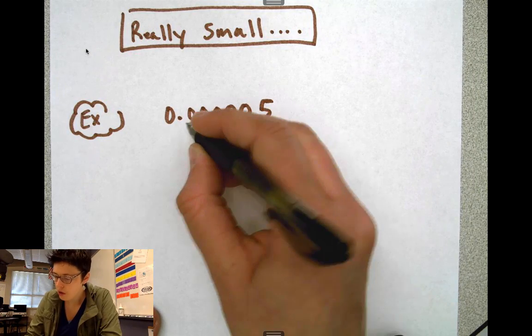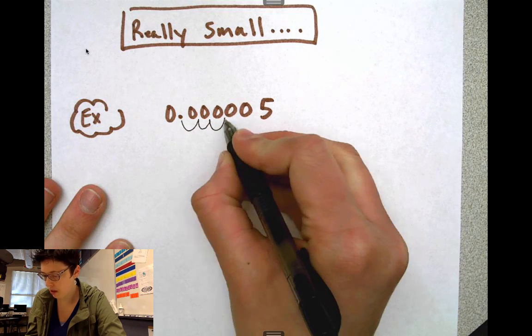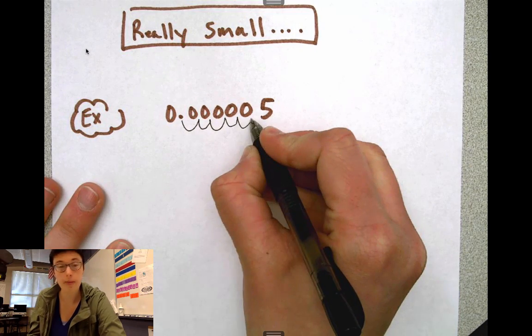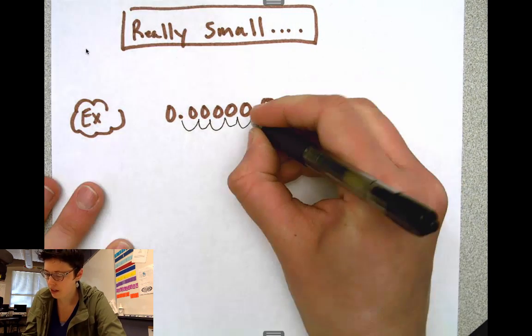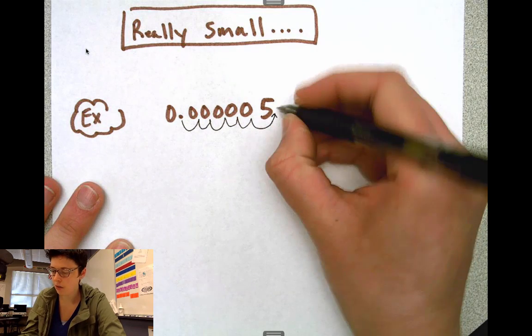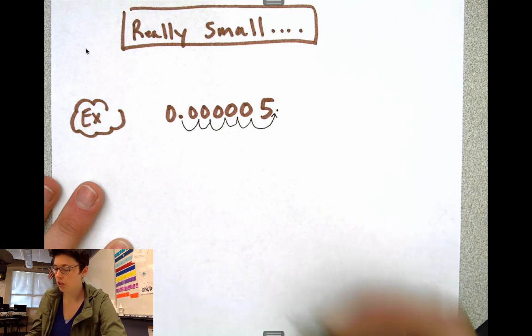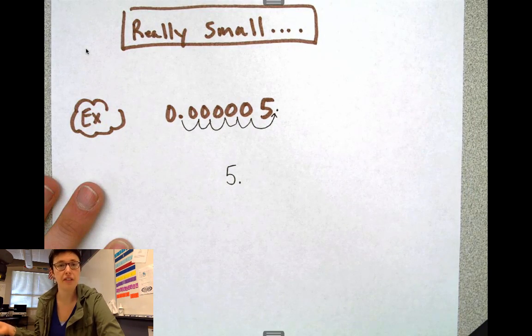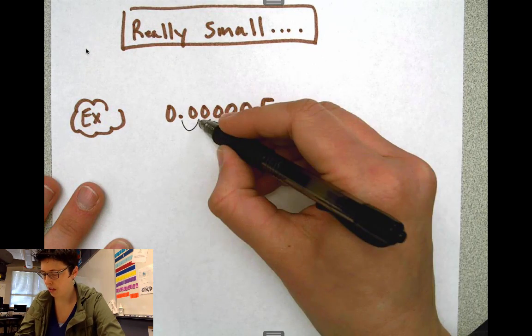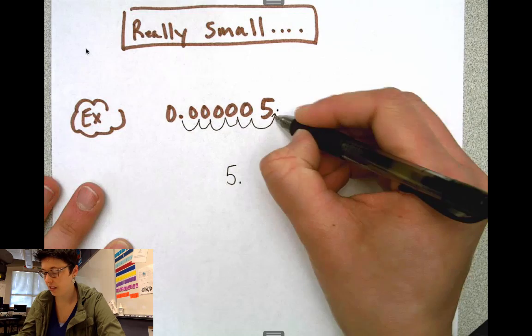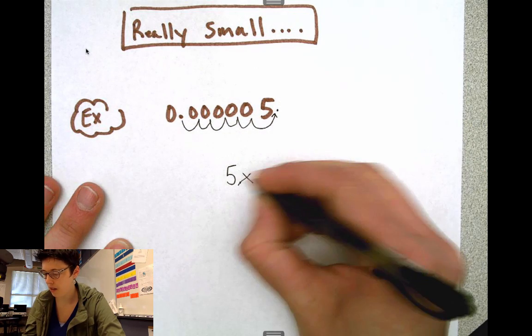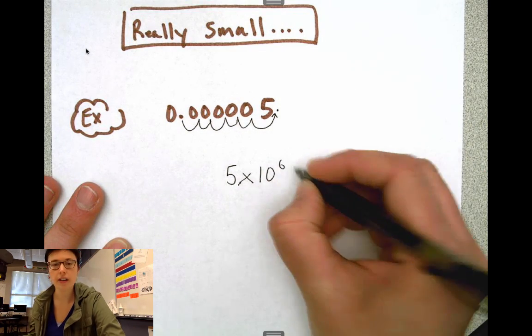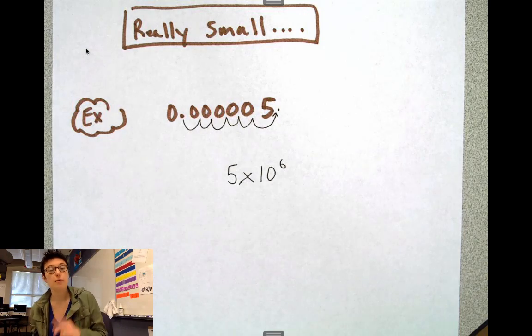I want to go 1, 2, 3, 4, 5 spots I see here, but I'm actually going to go a 6th spot over to here to move my decimal point, which turns this into just 5 point nothing. So it's just 5 really. But I moved it 1, 2, 3, 4, 5, 6 spots, so it's going to be times 10 to the 6th power. I moved it 6 times, but here's the catch.